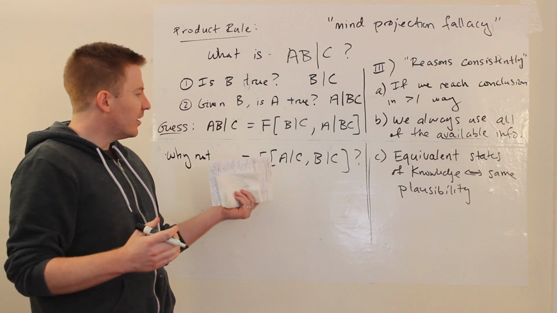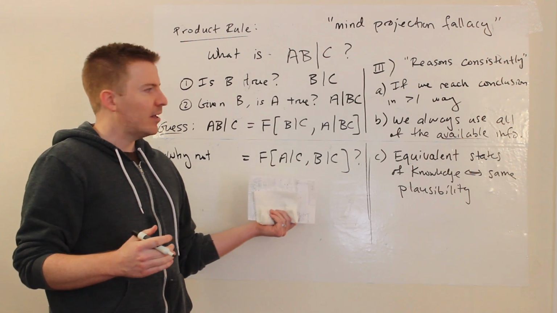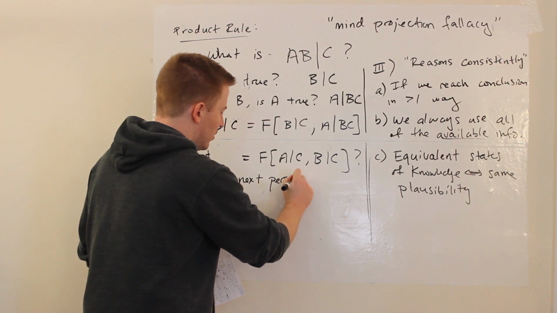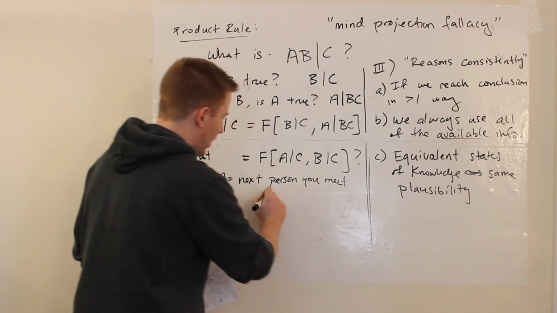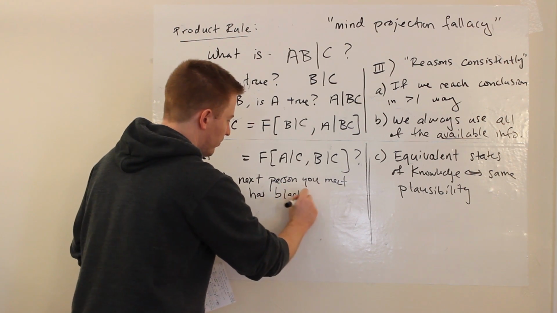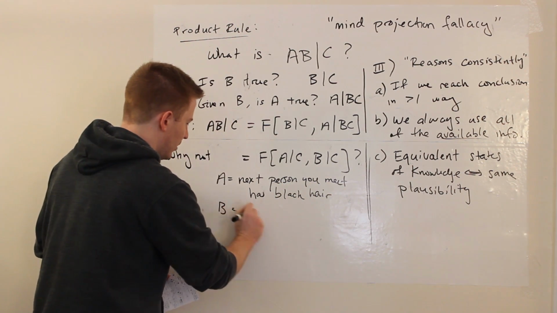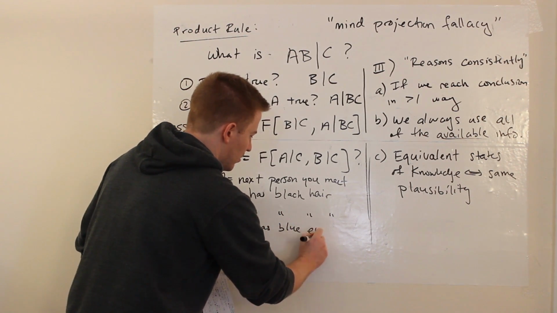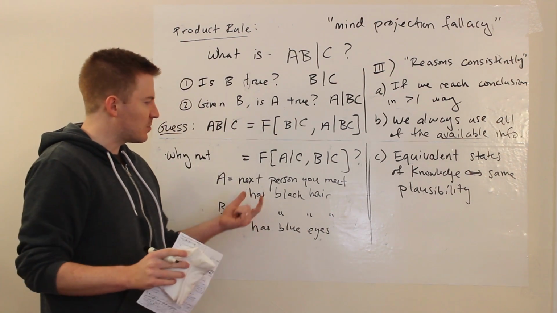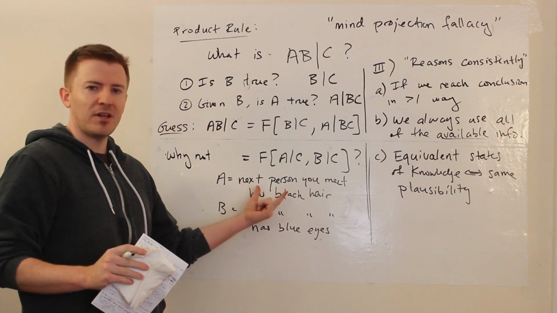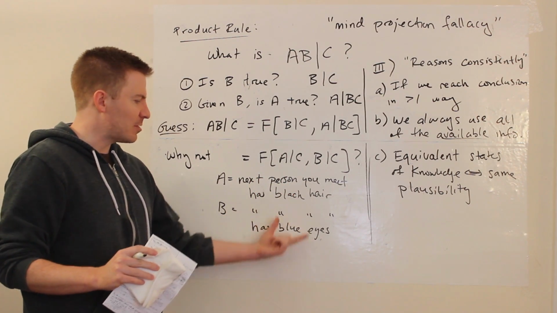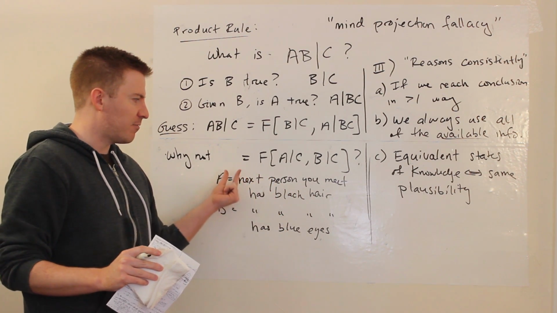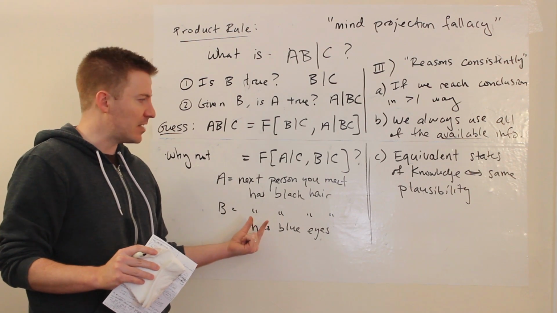Okay, so first of all, let's say this was our guess as to the functional form. Imagine that A was a statement like, the next person you meet will have black hair, and B is the statement, the next person you meet has blue eyes. Well, it's reasonable that we can reason about the plausibility of the next person having black hair, and we can reason about the plausibility of them having blue eyes, and then we could ask, what's the plausibility that the next person you meet will have black hair and blue eyes, so that would be the compound statement.